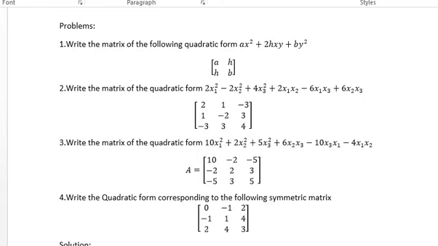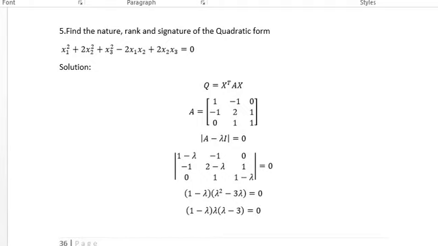Here you can see that we have 3 variables. If you have 3 variables in your equation, then it will be a 3 by 3 matrix. Okay. Now let's see the next question.